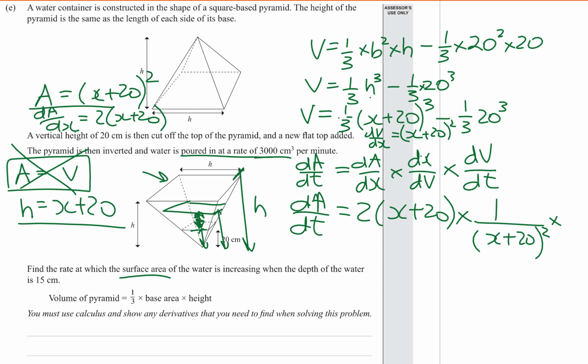No, what about the minus a third of 20 cubed? Well, that's just a constant. That's just 8,000 divided by 3, which is just a number.